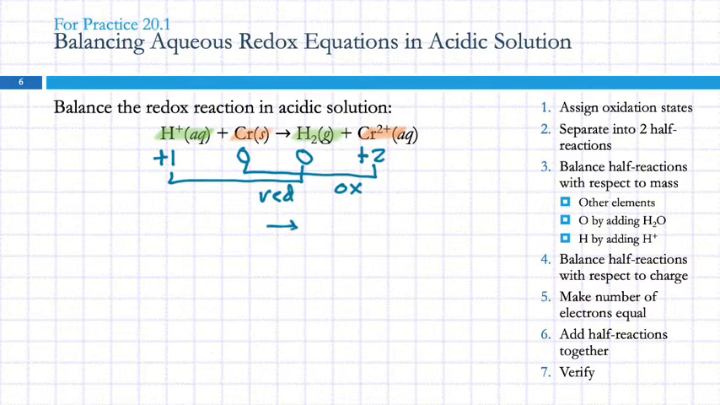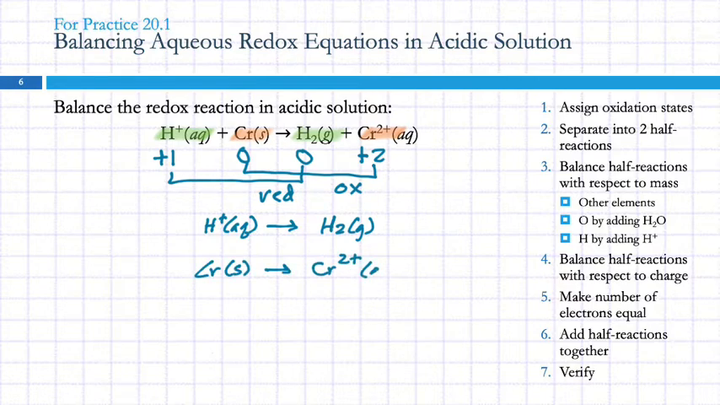We want to write these out so that the arrows are lined up. So I'm going to have H plus aqueous going to H2 gas. And I like to leave a little space because sometimes you need to put coefficients in there. So that's the green ones. And then the other part of it would be this chromium solid to chromium 2 plus. So we have one half reaction for the reduction and one for the oxidation. So that's step number 2.